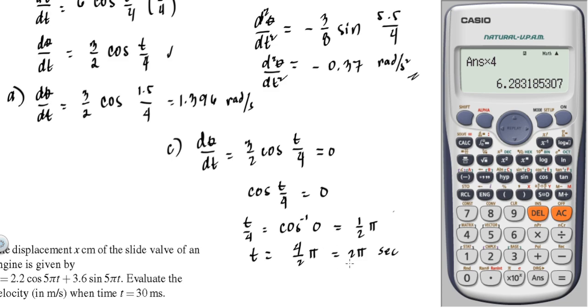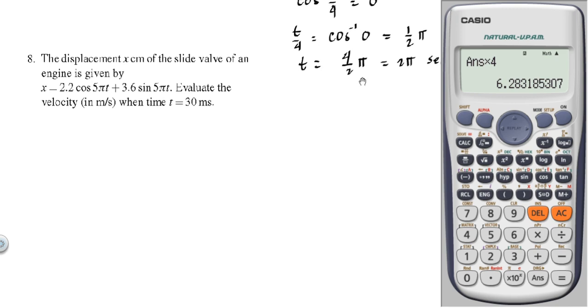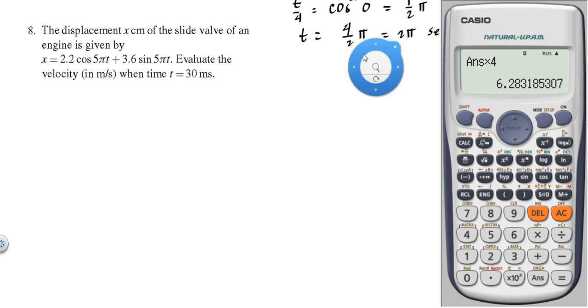Okay, how about number 8. I think this is the last number. So the displacement x cm of the slide valve of an engine is given by x equals 2.2 cosine 5 pi t plus 3.6 sine 5 pi t. Evaluate the velocity in meter per second when time is 30 milli. Okay? So i-convert daw dito since ang given is naka cm.